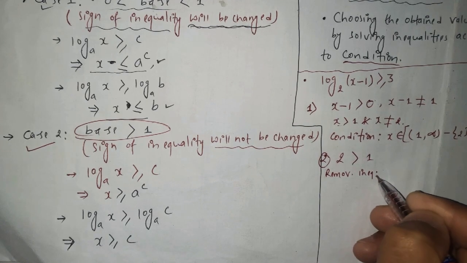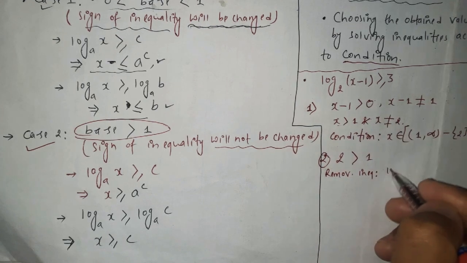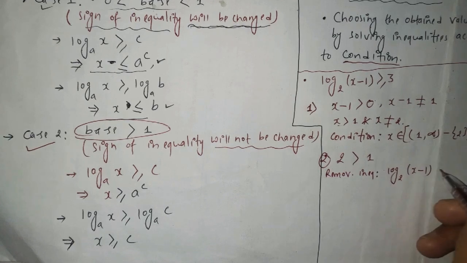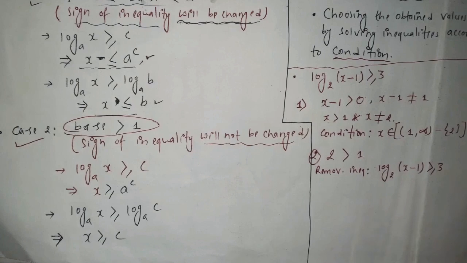After removing the inequality, here the given inequality is log with base 2 of (x minus 1) greater than or equal to 3. This is the given inequality.